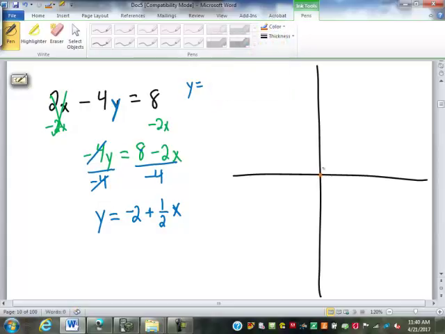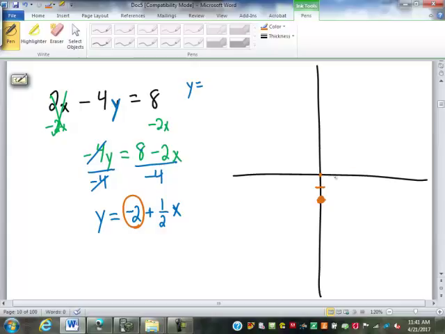So when we go to graph that, where are we going to start? From the origin, we're going to go up or down. The number that is not multiplying x tells us where we start. So that's going to be the negative 2 here. So from the origin, we go down 2. Right there is where we're going to start, at negative 2.